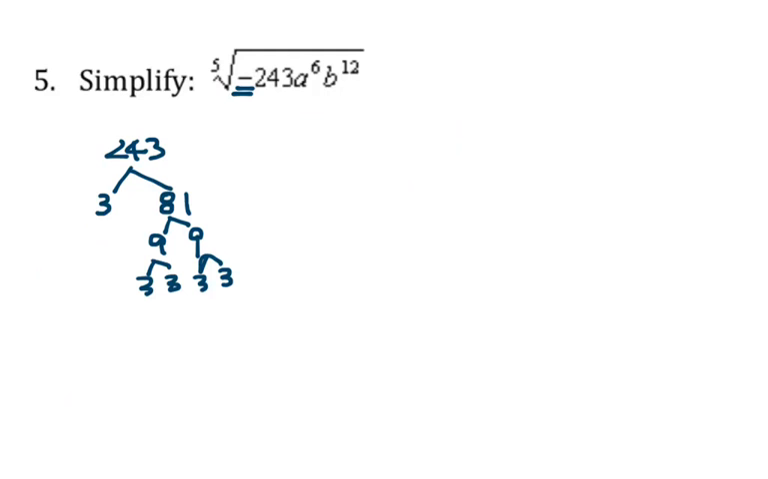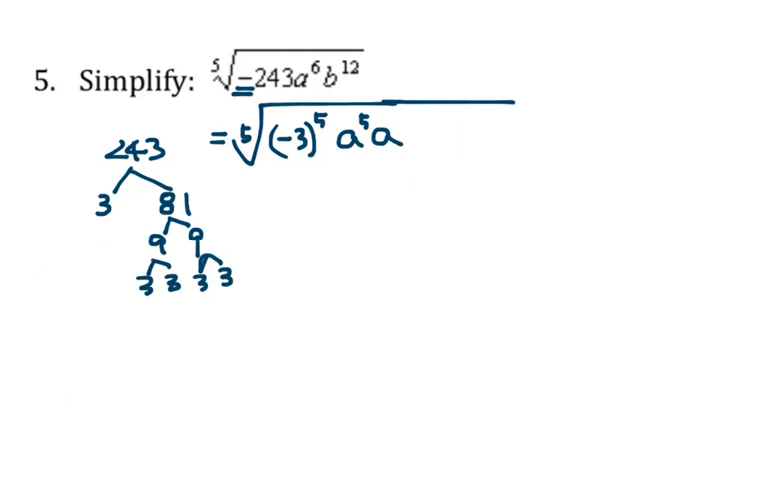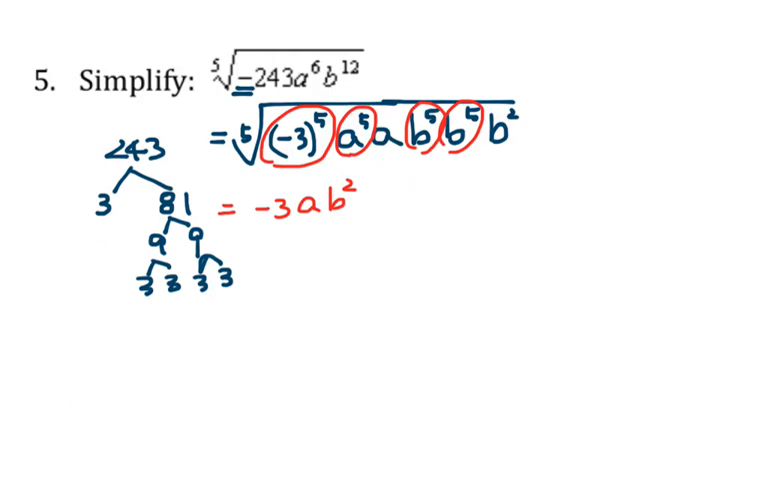But since we have a negative, I can rewrite this one as the fifth root of negative 3 to the fifth power. Then it will still be negative anyway. And how about a to the sixth power? I can rewrite that as a to the fifth and a. And how about b to the 12th? I can write it as b to the 5th, b to the 5th, and b squared. Here we can see that this one is a perfect fifth power, another one, and this one is b, and then b. There it goes. So here we get negative 3 and a. But we have two b's coming out, so we get b squared. And then the rest of them will remain in the radical: the fifth root of a b squared. So that becomes our final answer.